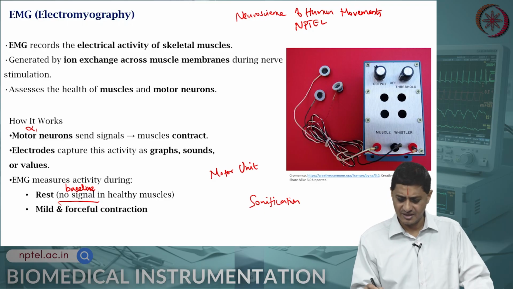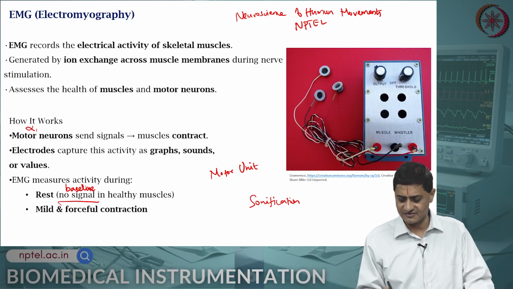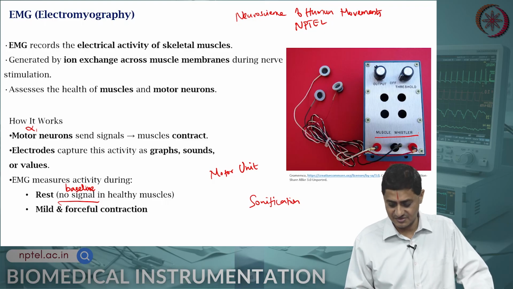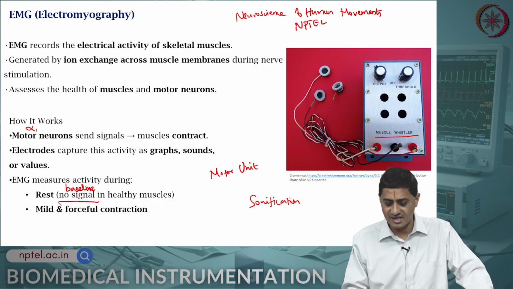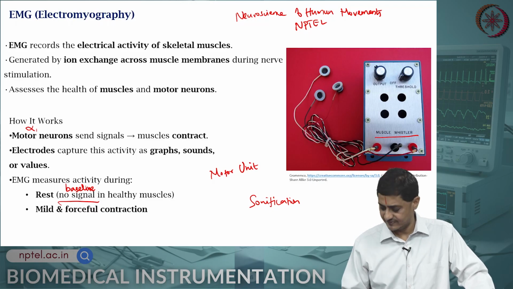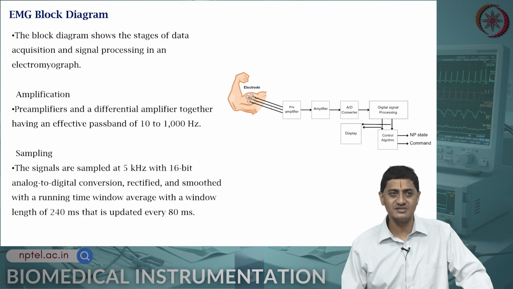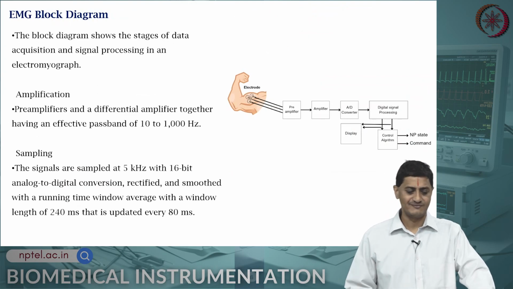Here is an example of an EMG system. It is a Muscle Whistler system, it seems, the name of the system, that measures activity from, I think, only 1 or 2 channels. Like this there are multi-channel EMG systems that are quite often used.